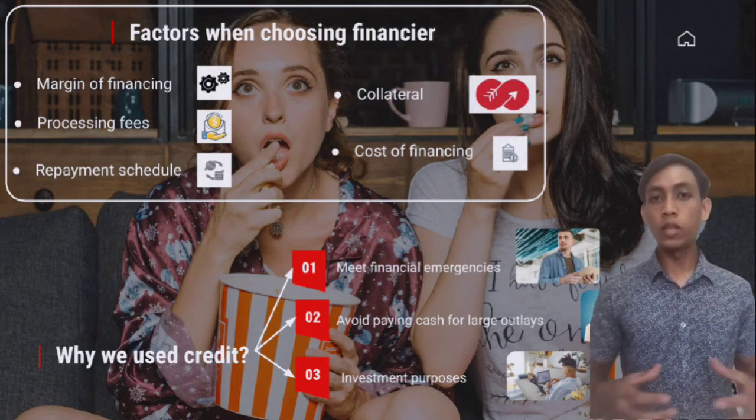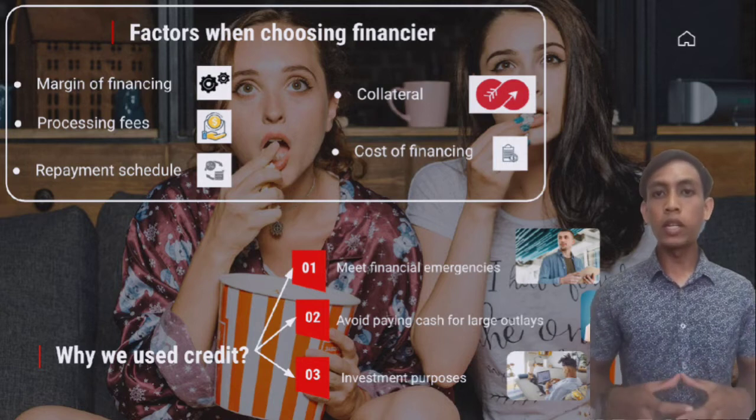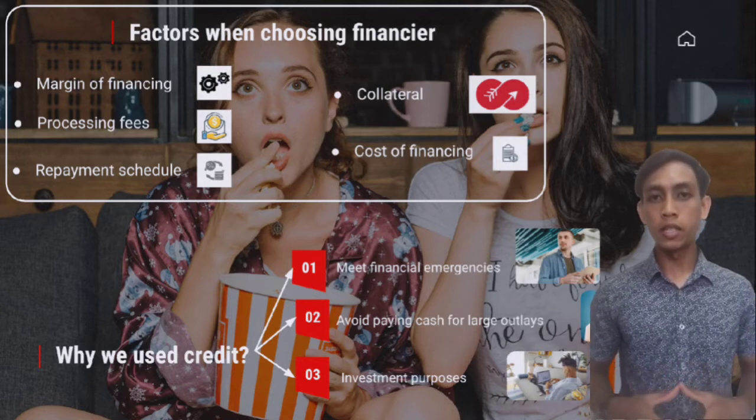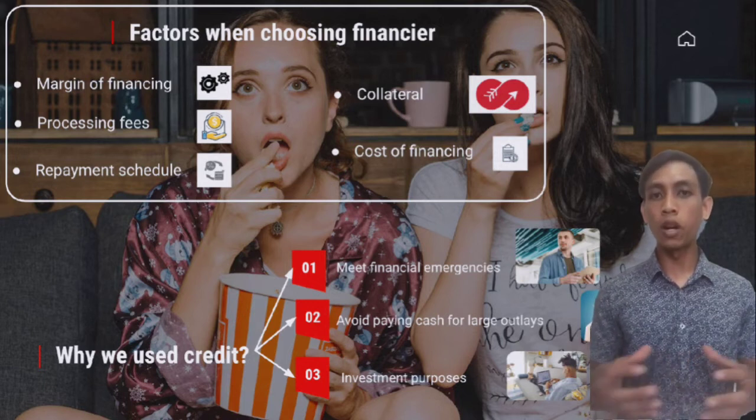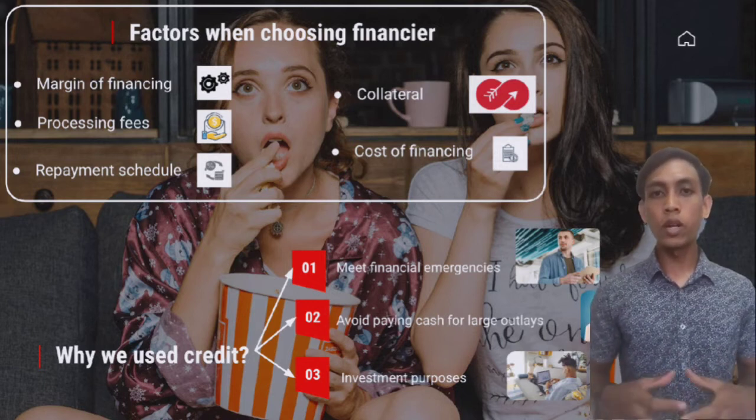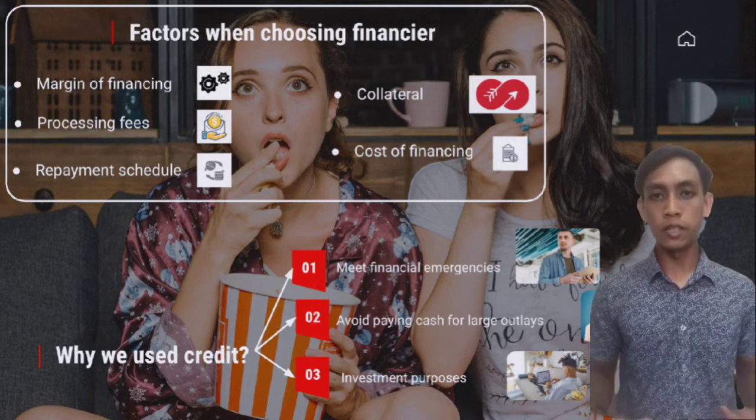So why do we use credit? First of all, it is to meet financial emergencies. The second one will be to avoid paying cash for large outlays. The third one is for investment purposes.